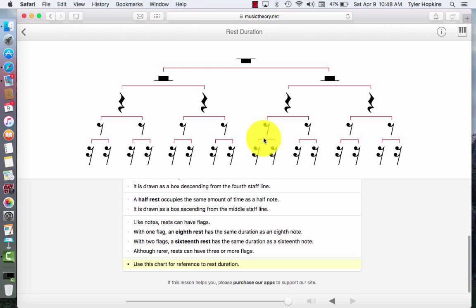Now, all of the bottom 16th rests equal 1 whole rest, as well as all of the rests in the second row from the bottom will equal 1 whole rest. The 4 quarter rests, labeled here, will equal 1 whole rest. The 2 half rests will equal 1 whole rest. That is all I have.